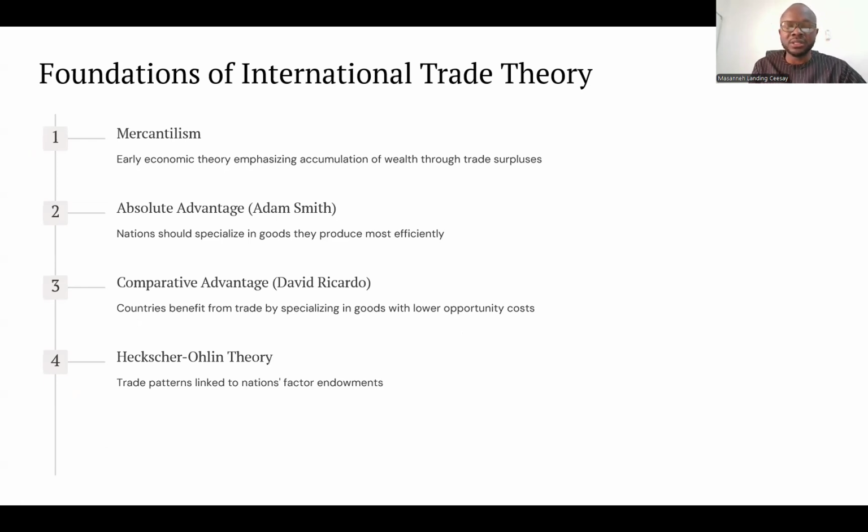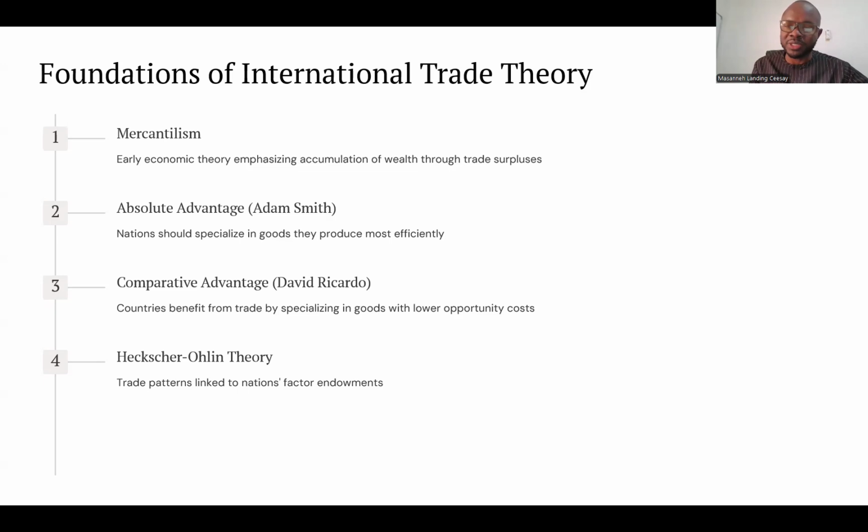It started with the mercantile theory, which basically emphasized that accumulation of wealth can be done through trade surplus. That is, making sure that your export is more than your import, which eventually would lead to you increasing the amount of gold and silver that you have in store as a country. And the more gold and silver you have, the more powerful you become, and then you're able to expand your empire. This was the trade model that was in place all the way until around the 16th to the 17th century.